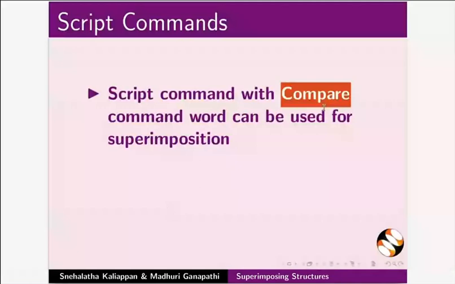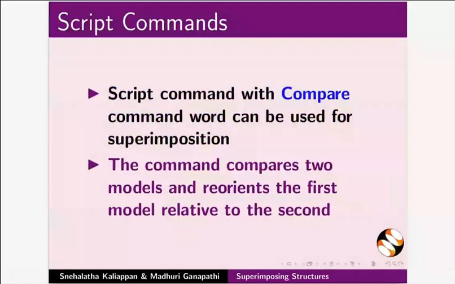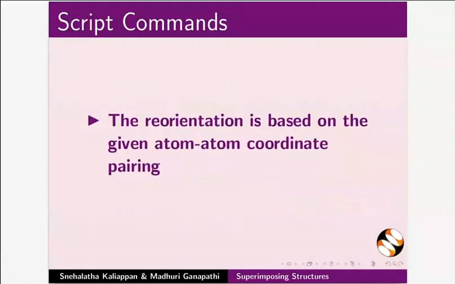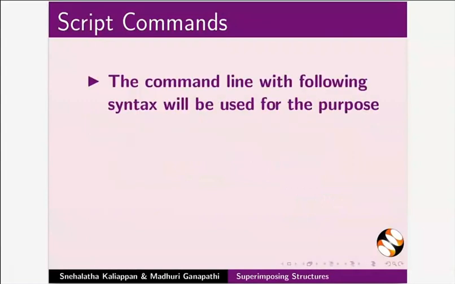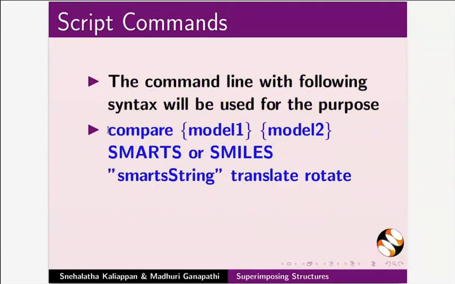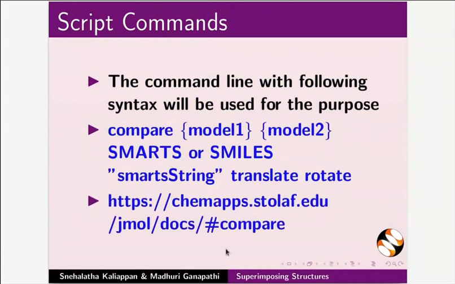A script command with the compare command word can be used for superimposition. The command compares two models and reorients the first model relative to the second. The reorientation is based on the given atom-atom coordinate pairing. The command line with the following syntax will be used for the purpose: compare model1, model2, SMARTS or SMILES, SMARTS string, translate, rotate. Please use the link below to know more about the compare command.